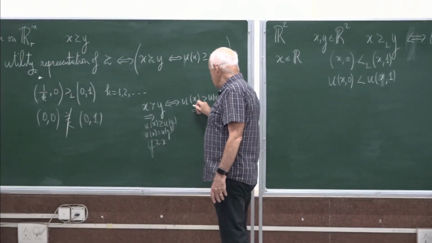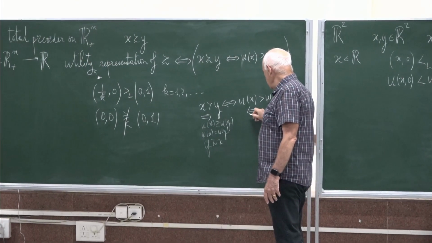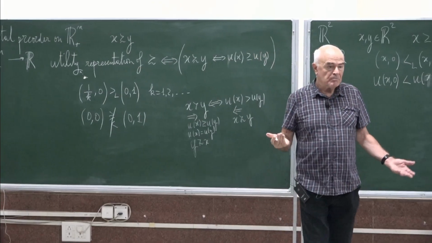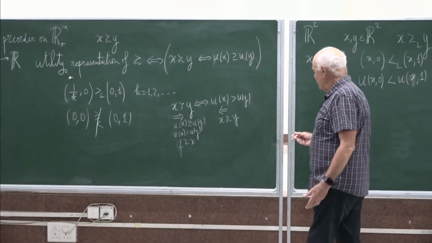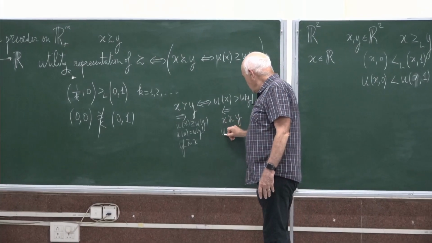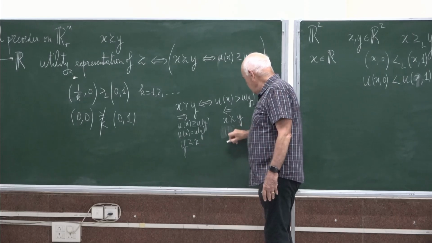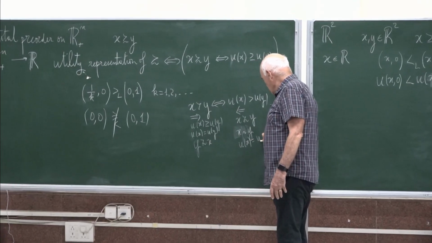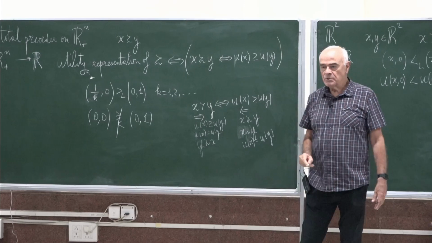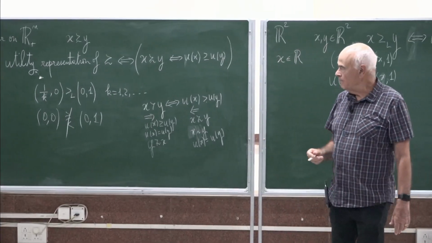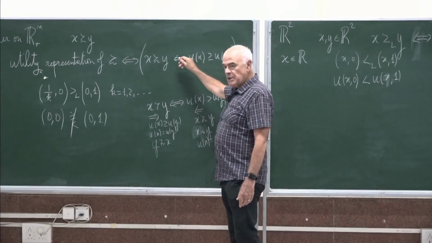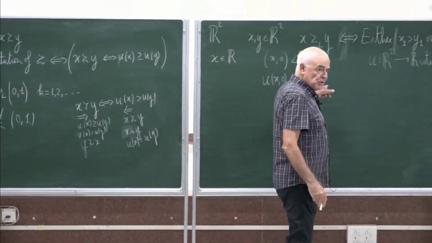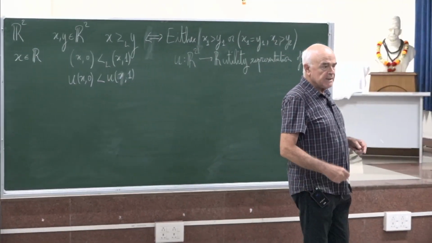If u of x is greater than u of y, first of all, we know that x is preferred to y, but there might be indifference in principle. But if it was the case that x is indifferent to y, then u of x would be equal to u of y, which is a contradiction. Okay, so even though I define utility representation in this way, this is an immediate consequence. And this is what I am using here, that the inequality is strict.